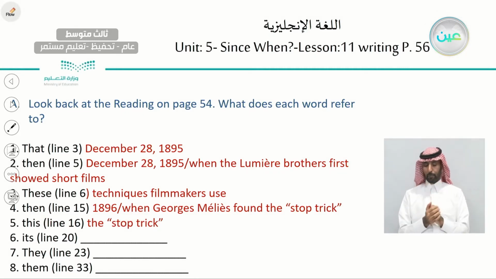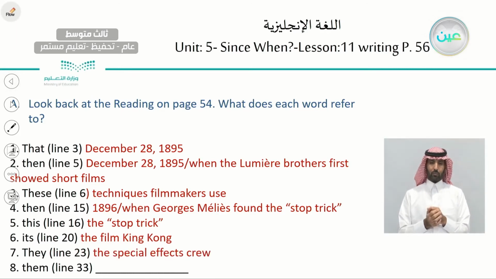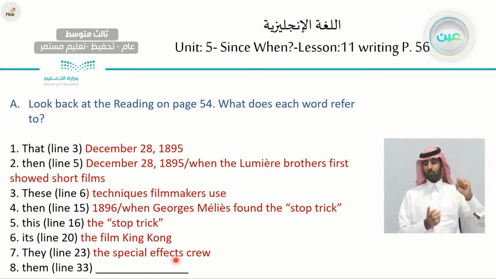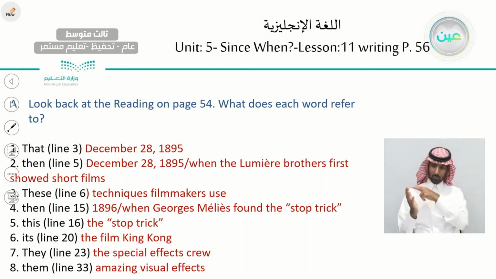6, it in line 20 refers to what? Yes, the film King Kong. They're talking about the film King Kong. 7, they in line 23, it refers to what? The special effects crew. It refers to that crew specifically. And in line 8, them in line 33, it refers to the last one, amazing visual effects. This is for exercise A.